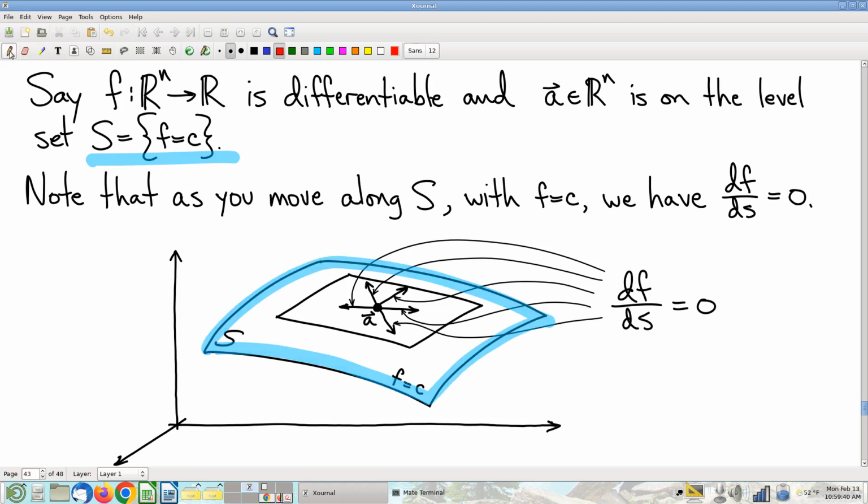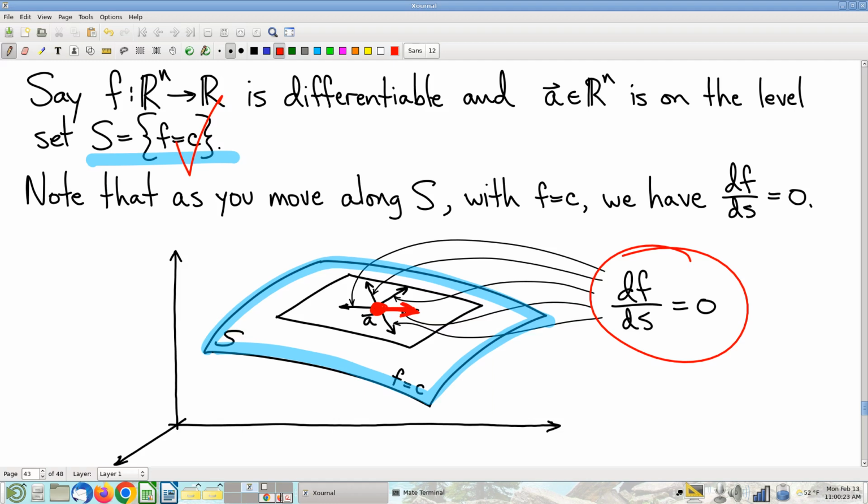I'm going to make a couple of observations here. If I'm at this point on the level set, the value of the function is C, because I'm on the level set. If I were to move along the surface of that level set, the value of the function is still C. The function's not changing at all as I move along the level set. Here's another way to say that. As I move along this level set, that means I'm moving in the direction of a tangent vector to my surface.